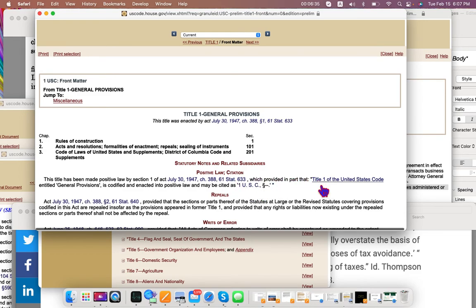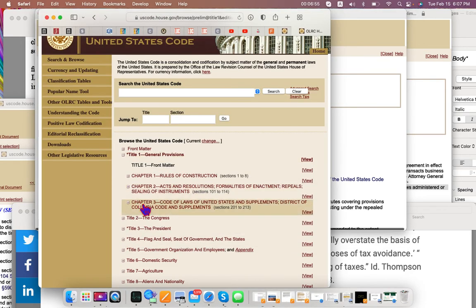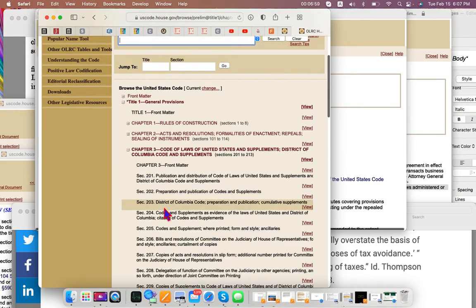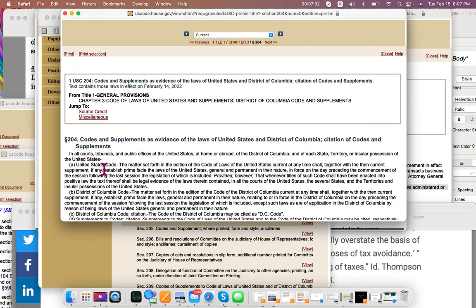Okay, so which provided in part that Title I of the United States Code, entitled General Provisions, is codified and enacted into positive law. Now you could just drop positive and say it's enacted into law, and may be cited as 1 USC section da-da-da-da-da-da. So how do we know what this means? You go to Chapter 3, Section 204A, and it tells you, United States Code, provided, however, that whenever titles of such code shall be enacted into positive law, the text thereof shall be legal evidence of the laws therein contained in all the courts of the United States, the several states, and the territories and insular possessions of the United States. Okay?